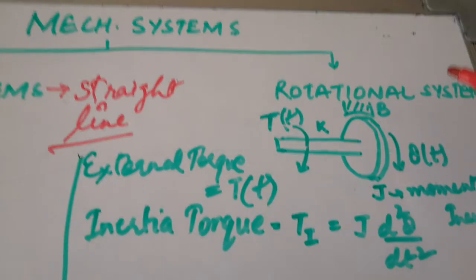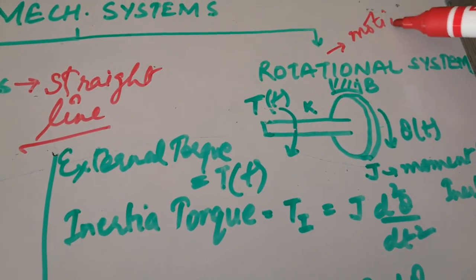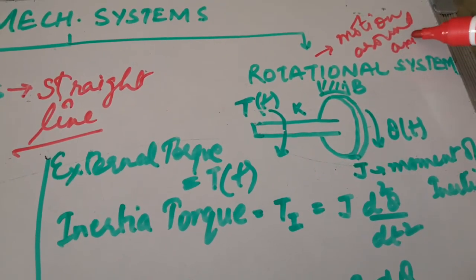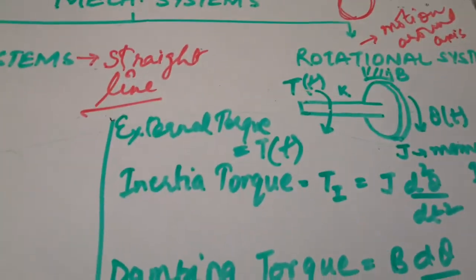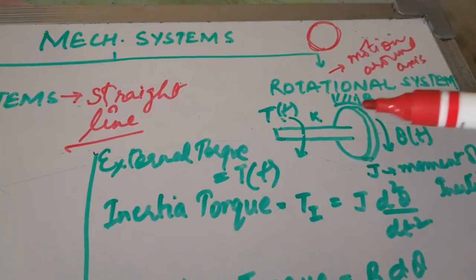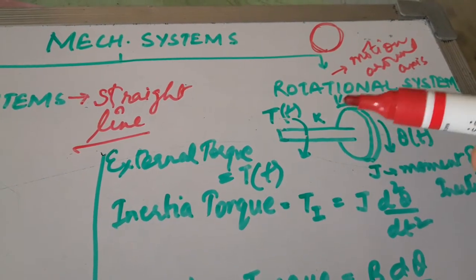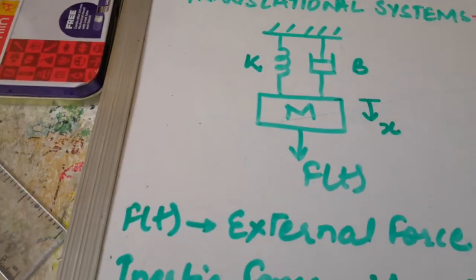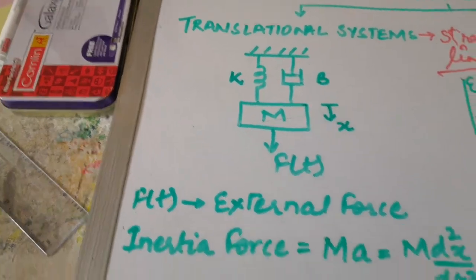the rotational systems are those in which the motion is around an axis, that is rotational motion. So all the systems that deal with rotational motion are called rotational systems, in which we are going to deal with your motor, generator, in which something is rotating. So firstly we come to the translational system and we will deal with the forces that act on it.